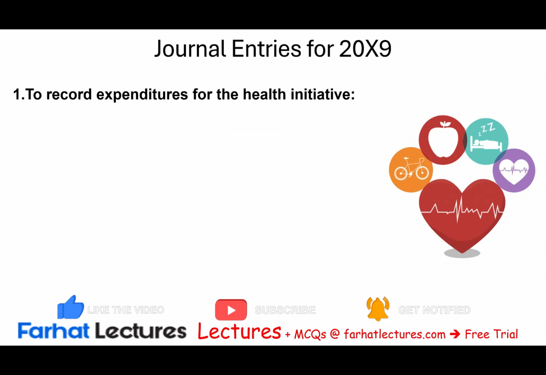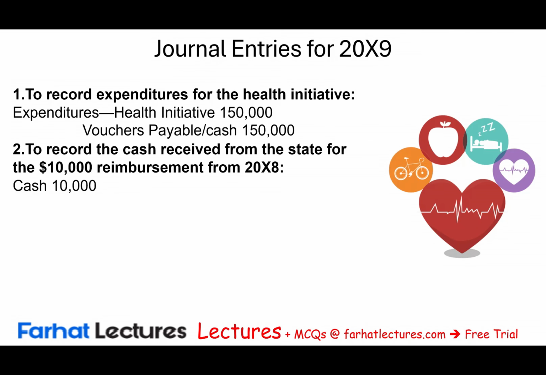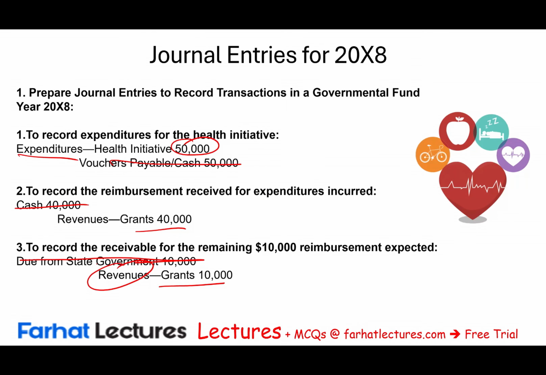For the year X9, what happened is this. We spent an additional $150,000, the remaining amount of the grant. We credited voucher payable or cash, depending on how we paid. Then the state government sent us the $10,000 that they owe us from year X8. We debit cash, credit due from state government, and basically this receivable is gone.